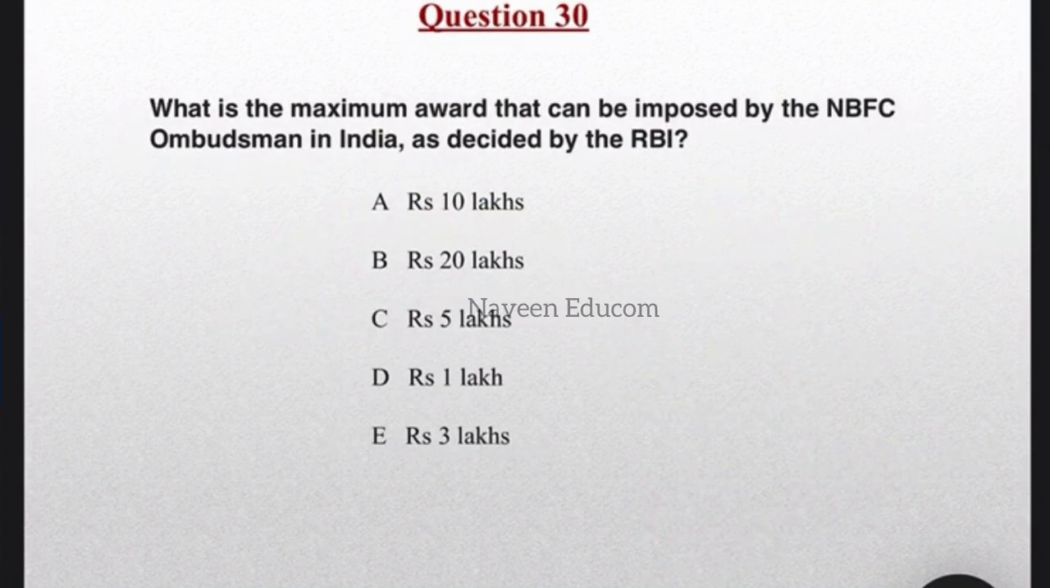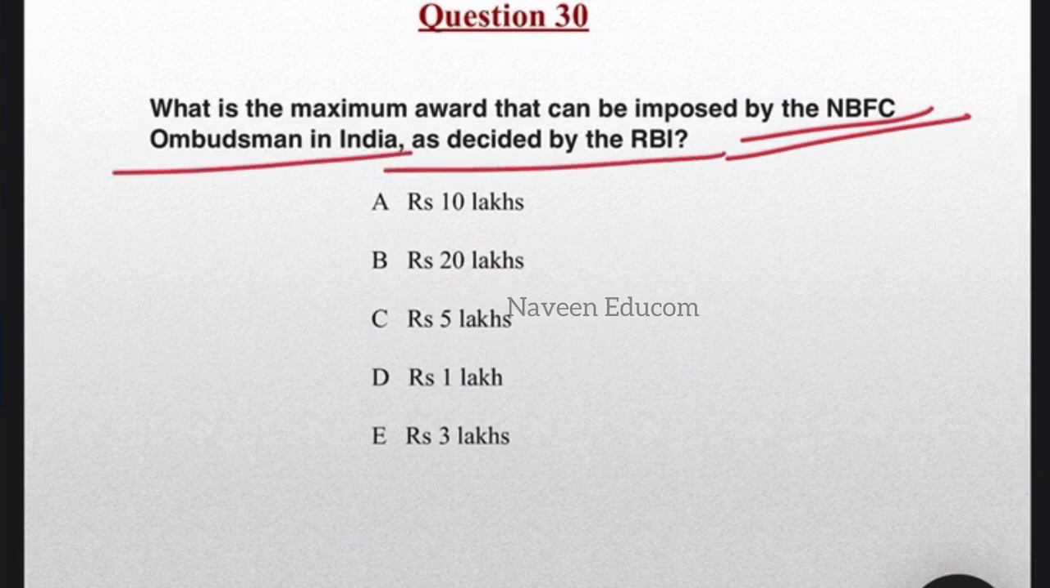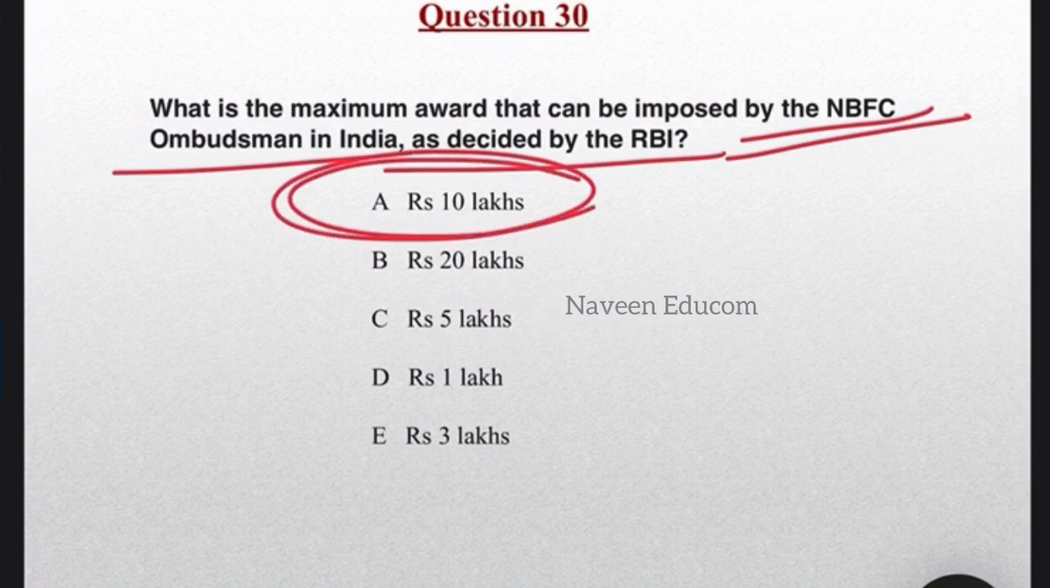So coming to the next question, what is the maximum award that can be imposed by the NBFC ombudsman in India as decided by the RBI? The options given are 10 lakhs, 20 lakhs, 5 lakhs, 1 lakh and 3 lakh. The answer is option A, rupees 10 lakh.